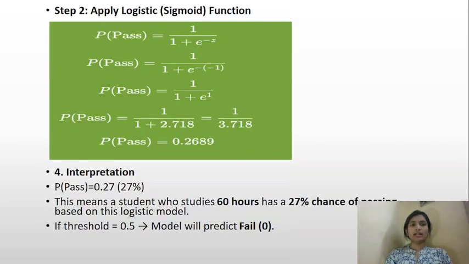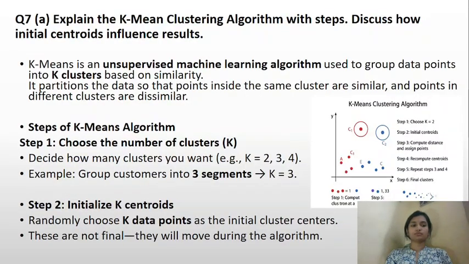Step 2, apply the logistic function. Here is the formula in which we are putting the value of z. So the probability is 0.2689. Now the step is interpretation. P is equal to 0.27. This means a student who studies 60 hours has a 27% chance of passing based on the logistic model. If the threshold is equal to 0.5, the model will predict fail.